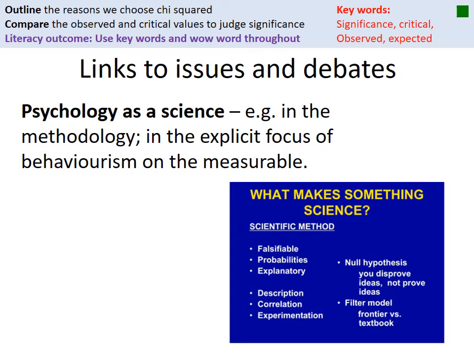Don't forget that learning about chi-squared actually links it to issues and debates. It's an example of how psychology can be a science within methodology, because we're testing the significance of our results by using a chi-squared test.